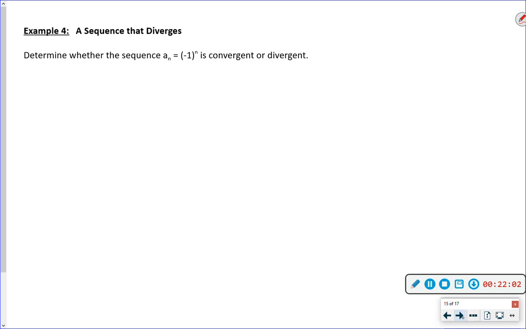So if I put 1 in there, what's -1 squared? 1. -1 cubed. -1 to the 4th. Well, we could do this all day, right? So is this going to approach a limit? No, because it's alternating between 1 and -1. We've got a jump. Remember we talked about the jumps earlier? So this is divergent.